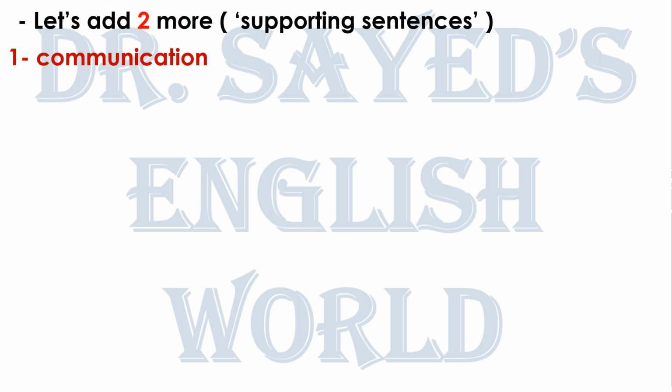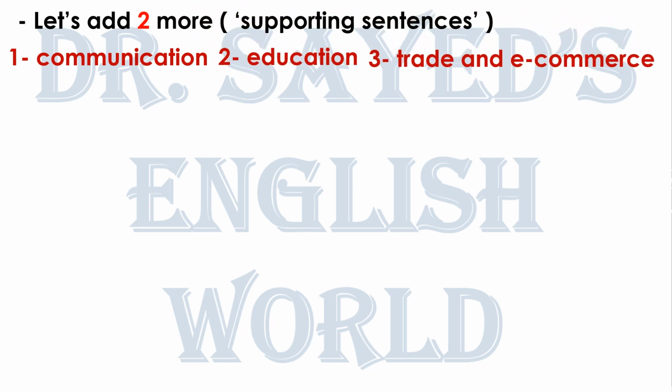Okay, now we are going to add 2 more supporting sentences to part 2 of our paragraph. You remember we have 3 points. We talked about 3 points in our short paragraph. Number 1 is communication, number 2 is education, and number 3 is trade and e-commerce. I'm going to add 2 more points, and for each point I'm going to have 2 sentences. طبعا احنا في الفقرة اللي احنا كتبناها اتكلمنا عن 3 نقط. كل نقطة اتكلمنا عليها في جملتين. أنا هضيف نقطتين كمان، وكل نقطة هضيف لها جملتين.